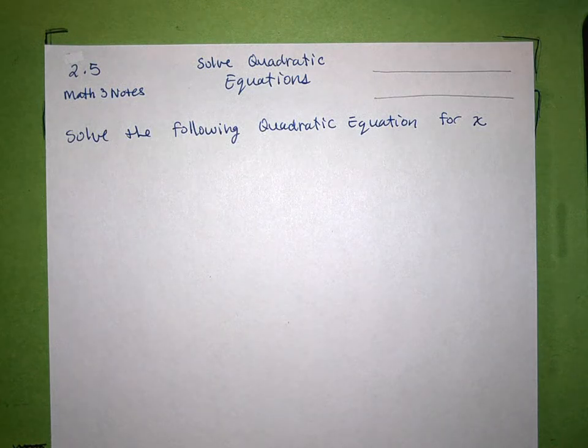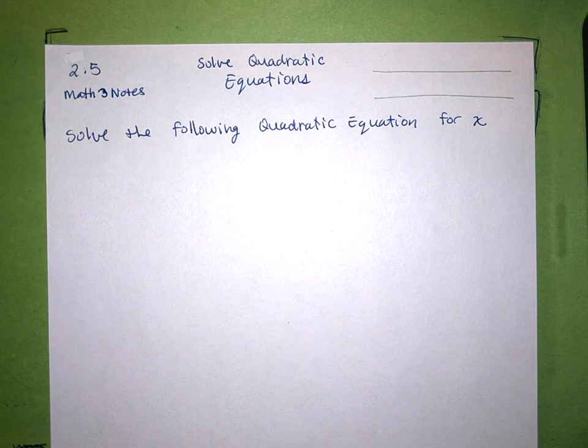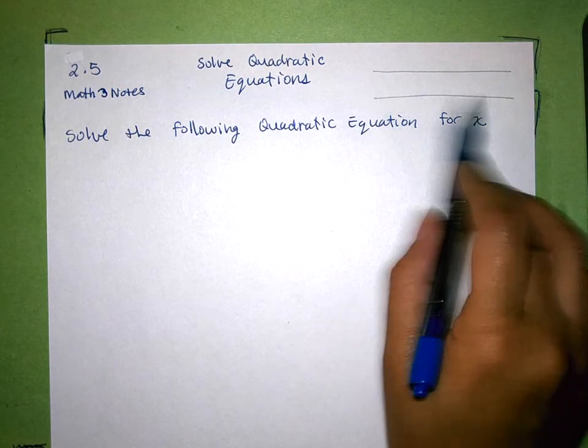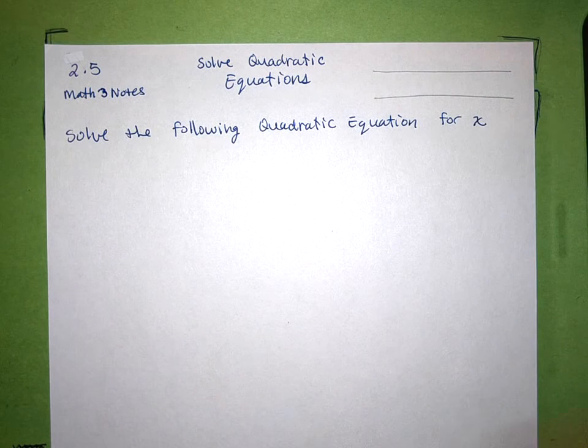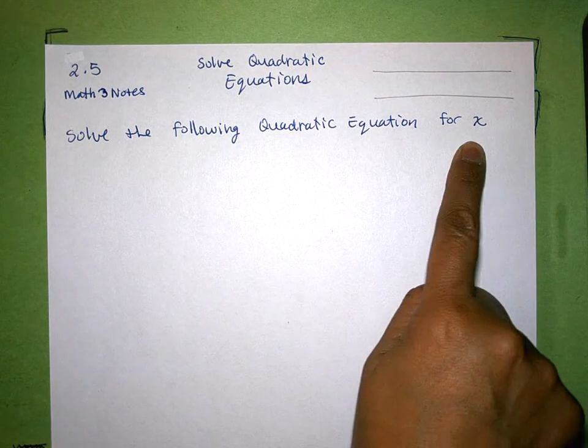This is Math 3 2.5 notes. That's Math 3, Unit 2, Lesson 5. The title is Solve Quadratic Equations. Make sure you put your name and period in the upper right hand corner. And first thing we're going to do is solve the following quadratic equations for x.